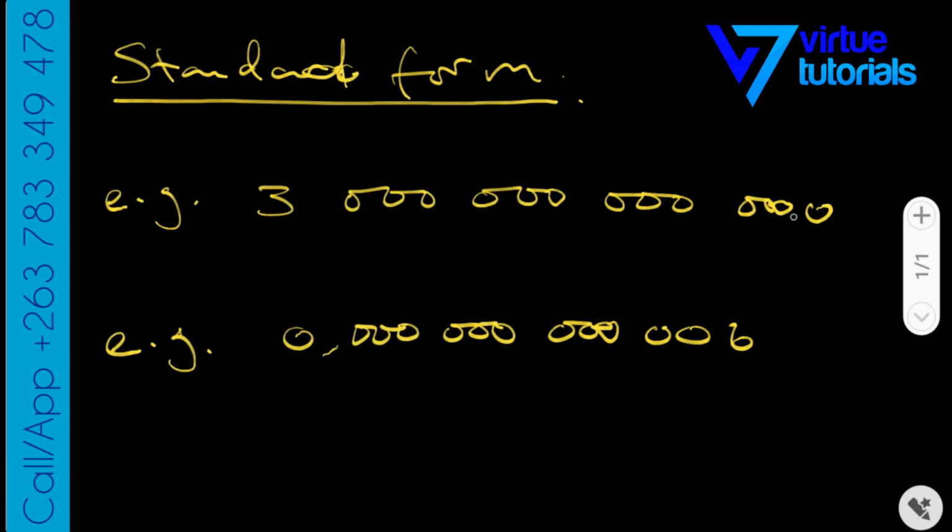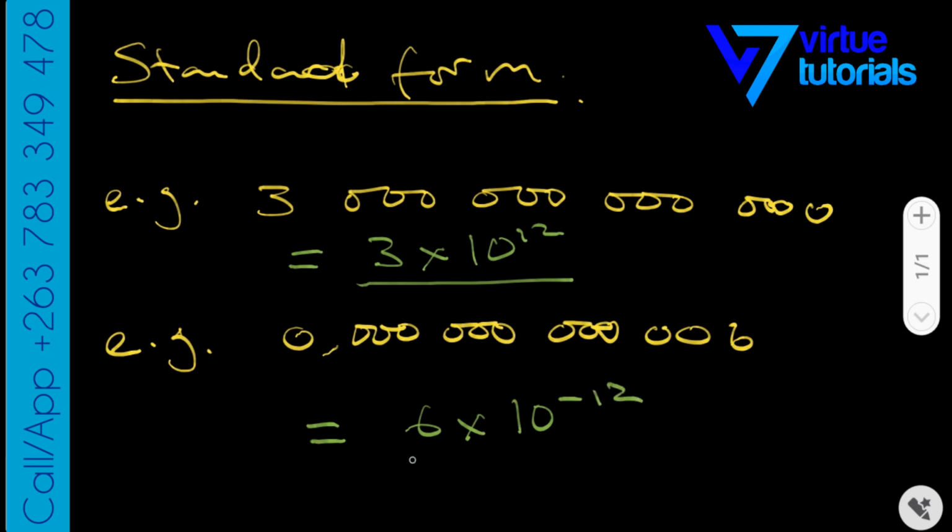So a number this long can be simplified to something like this: 3 times 10 to the power 12. And a number this long can be simplified to a number like this: 6 times 10 to the power minus 12. So that's standard form, right? That's how you can take these long numbers and shorten them and write them in this shorthand scientific notation.